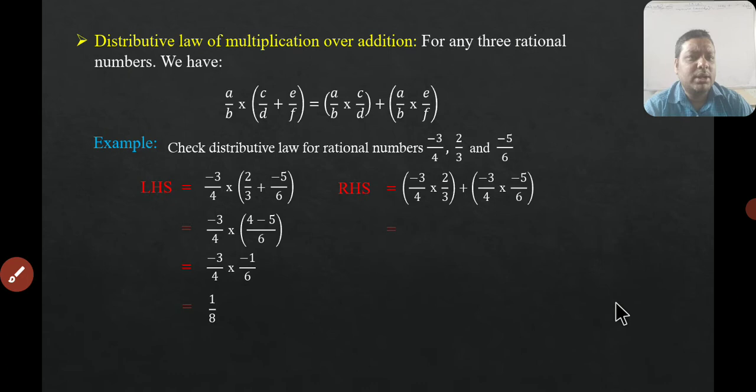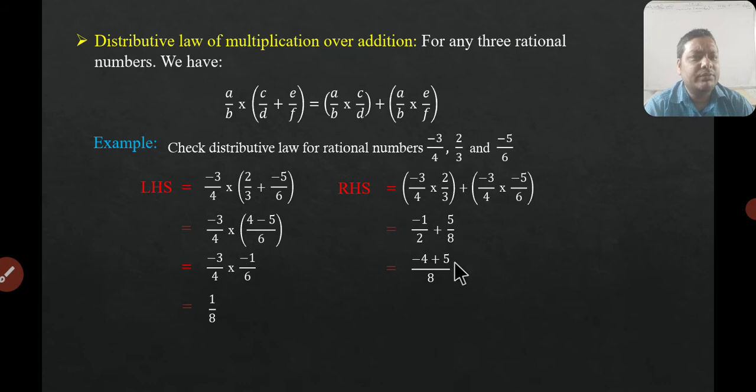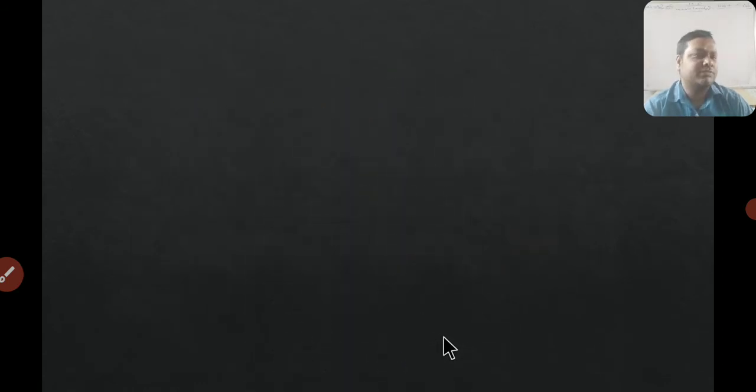So minus 1 by 2 and 5 by 8 and between them a plus sign. Now we can take the LCM of 2 and 8, it will be 8, and then 2 fours are 8, 1 one is 1, that is minus 4, plus 1 five is 5, minus 4 plus 5 is 1 by 8. So you have seen that in both conditions LHS and RHS are the same. It means yes, it follows.